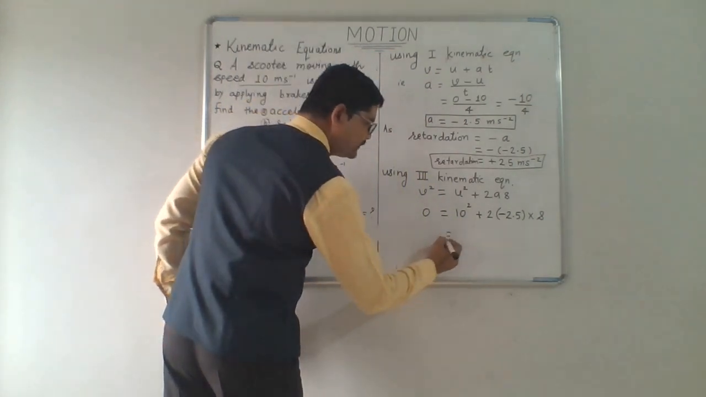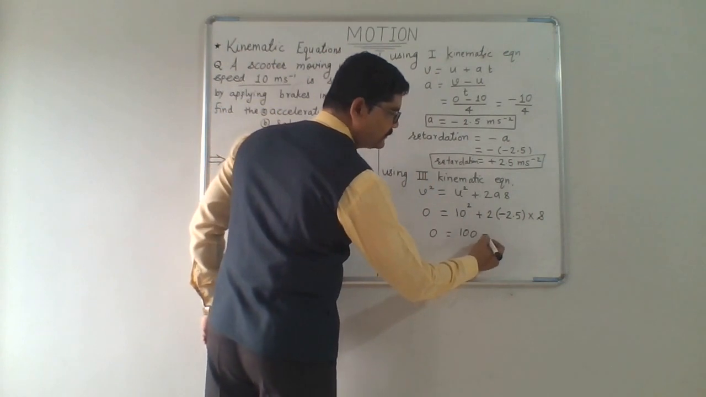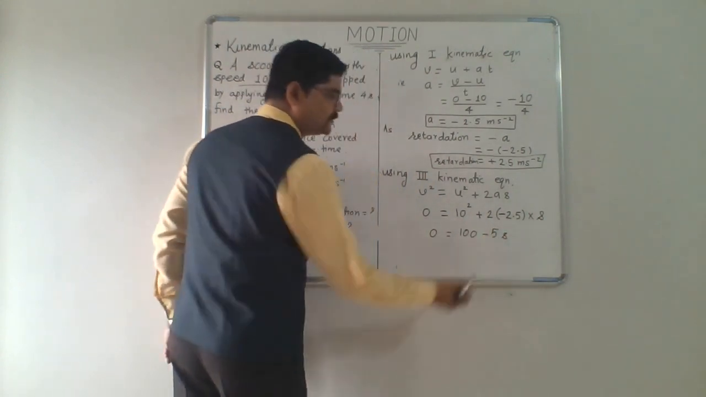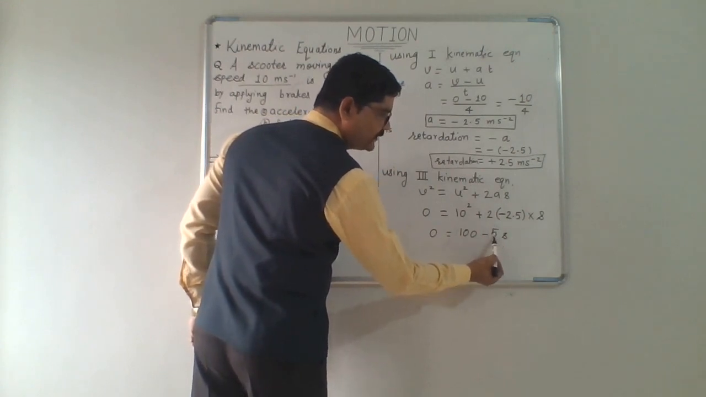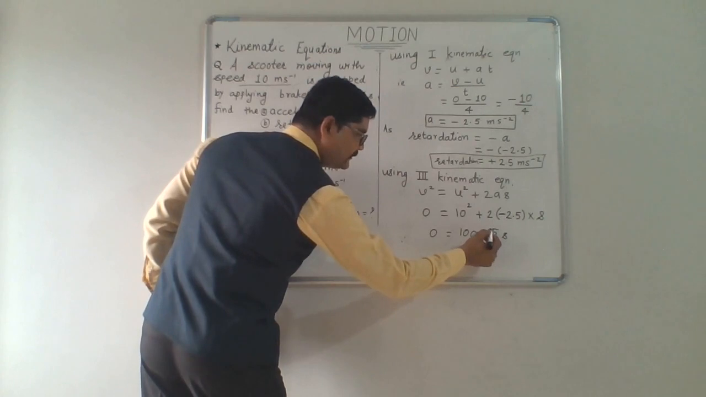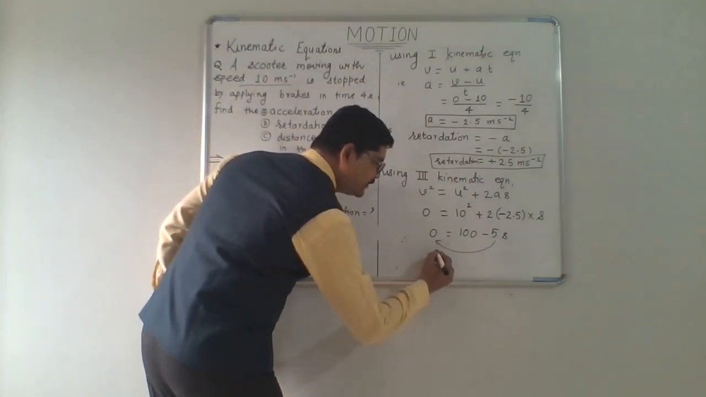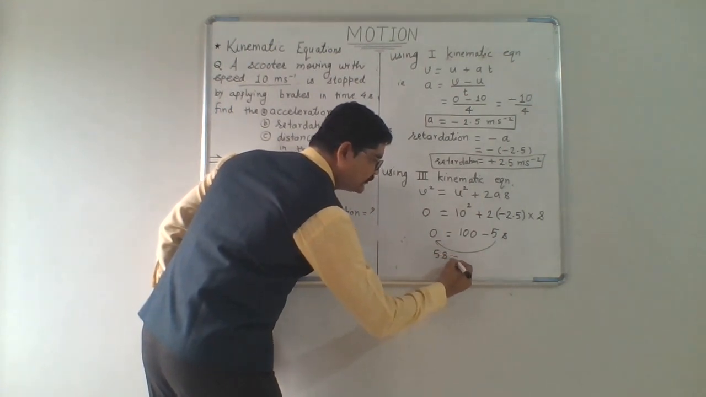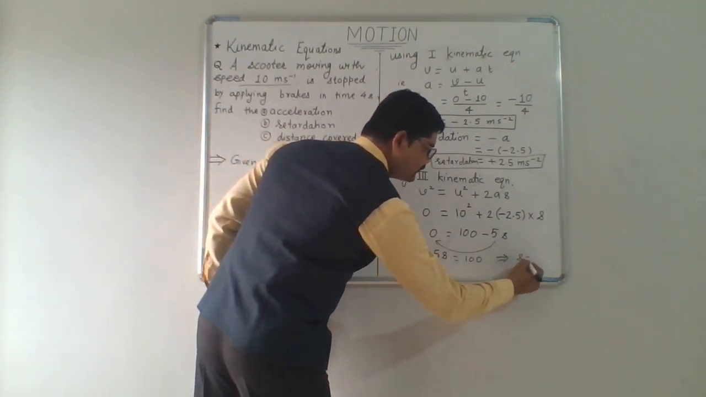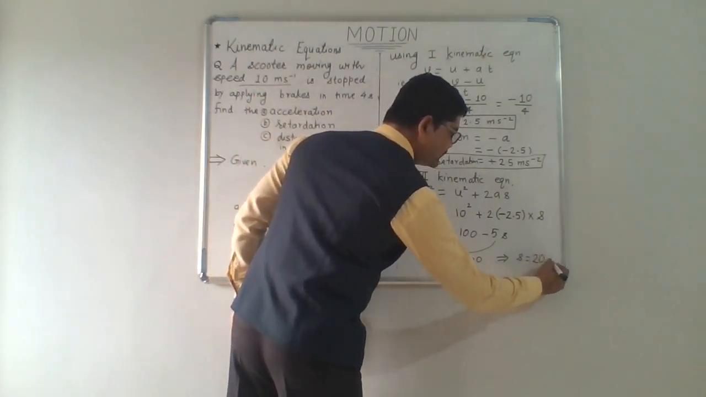So this will come as 0 equals 100 minus 5s. 2.5 into 2, we will get 5 into s. So clearly, this I will bring towards left hand side. So 5s is equals to 100 gives us s is equals to 100 by 5, that is 20 meters.